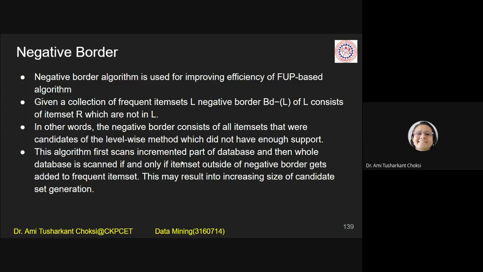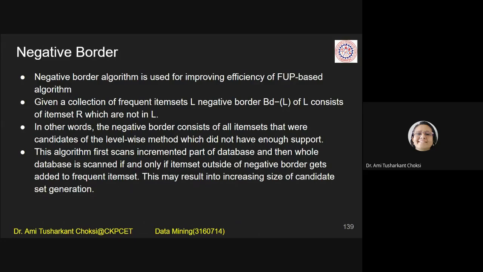This algorithm first scans the incremented part of the database, and then the whole database is scanned if and only if an item set outside of the negative border gets added to the frequent item sets. What do we mean by this? This algorithm scans the incremented part of the database, and then the whole database is scanned. When is the whole database scanned? Only if an item set outside of the negative border gets added to the frequent item sets, right?